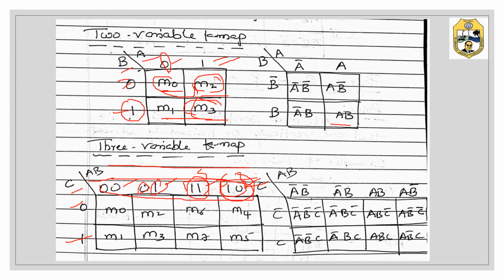So here when you take 0 0 0, it is M0, then 0 1 0 is M2, 0 0 1 is M1, likewise 0 1 1 is M3, and you see here 1 0 0 is taken as M4, 1 0 1 is taken as M5, 1 1 0 is taken as M6, and 1 1 1 is taken as M7, and in the form of AB it is written like this. So this is for the 3 variable K-map.